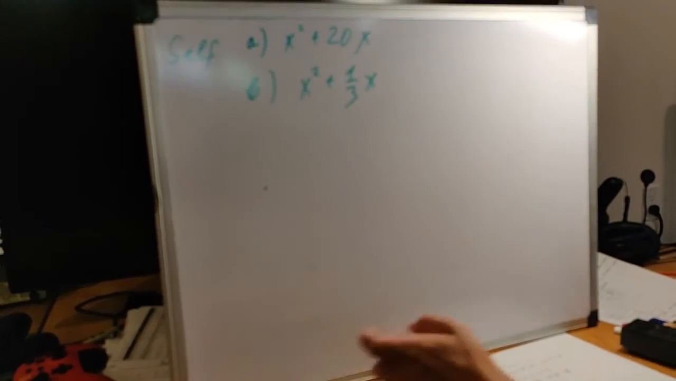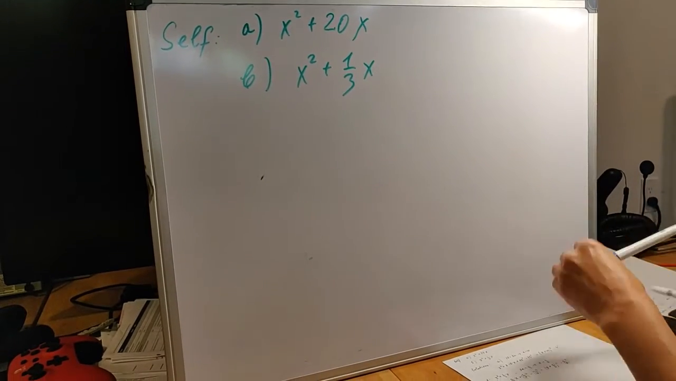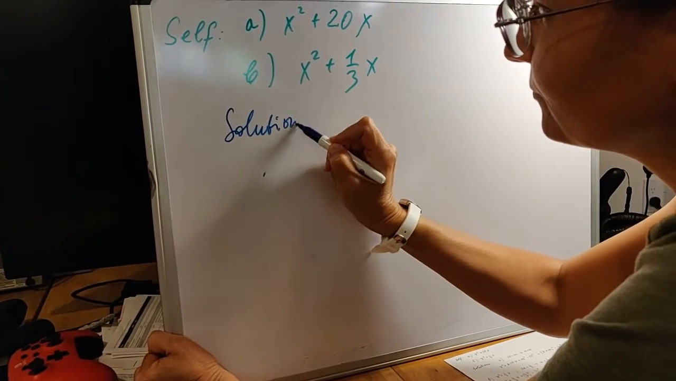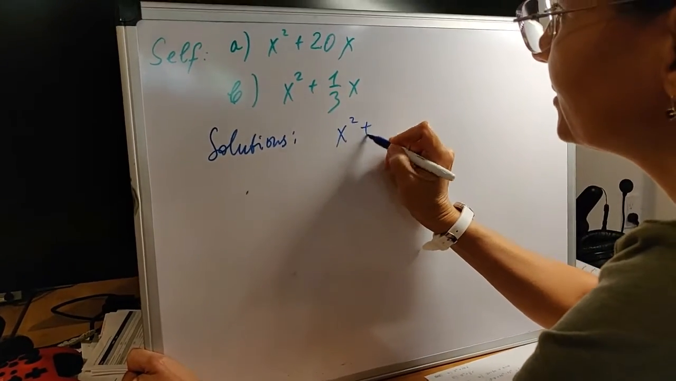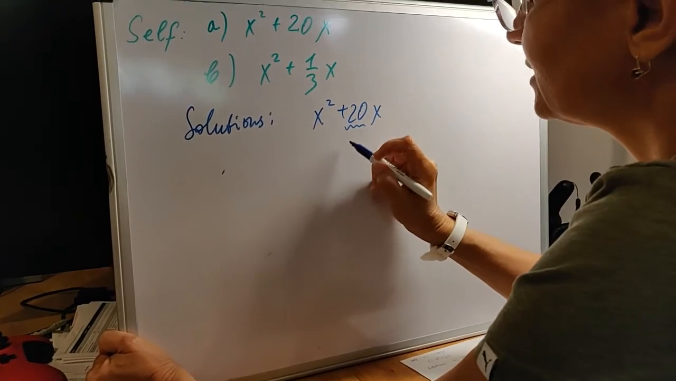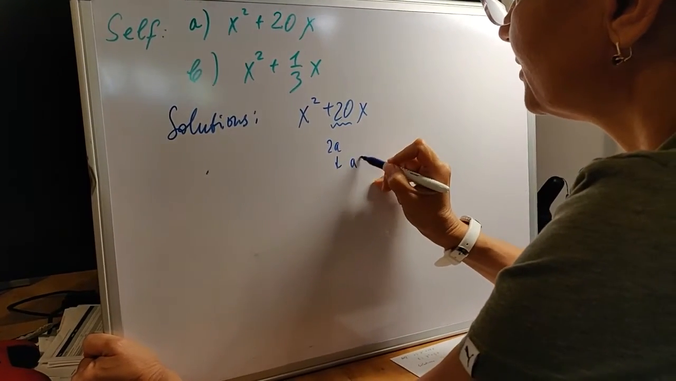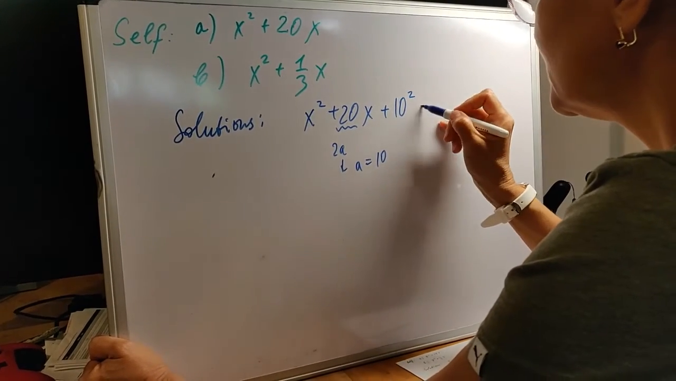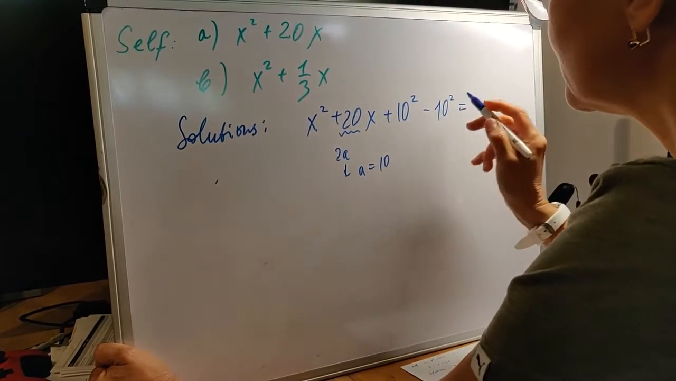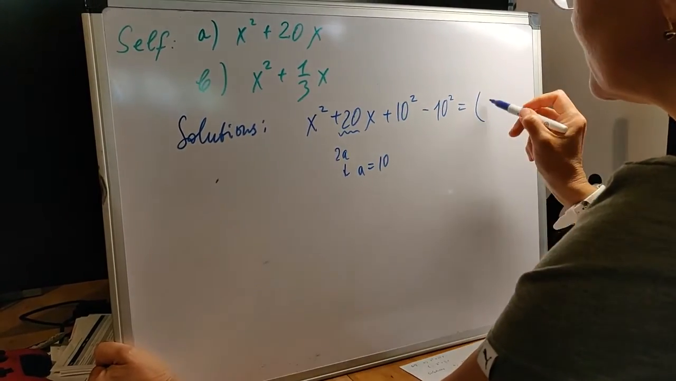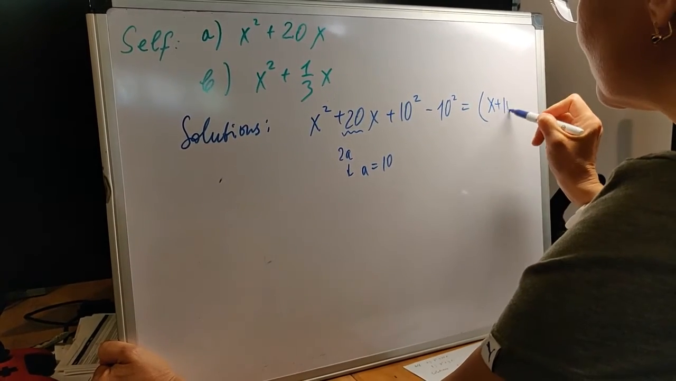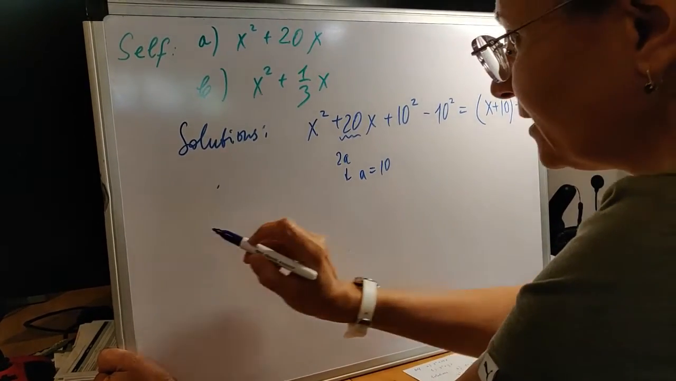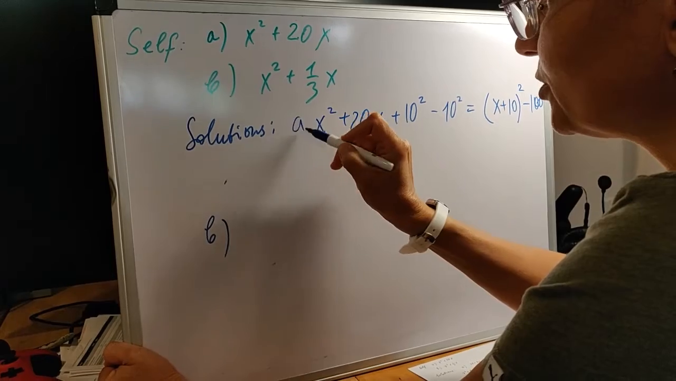Okay, 1, 2, 3, 4, 5. Okay, solutions. So x squared plus 20x, I know that this is 2a, so my a equals 10. So I'll need to add here 10 squared, because that's a squared, right? And to not change it, I'm going to subtract it. What I'm going to have here, the perfect square is x plus a, which is 10, and minus this one is making up 100, right? Okay, that was problem A.